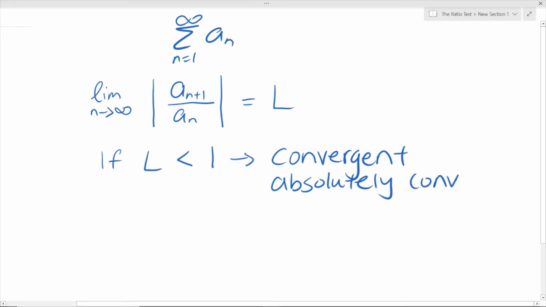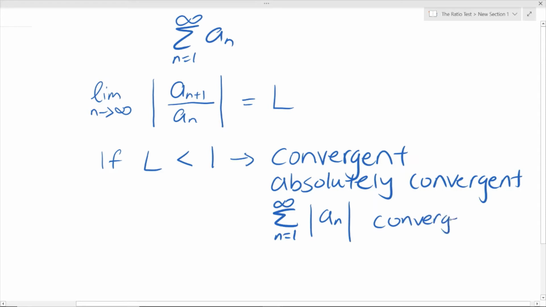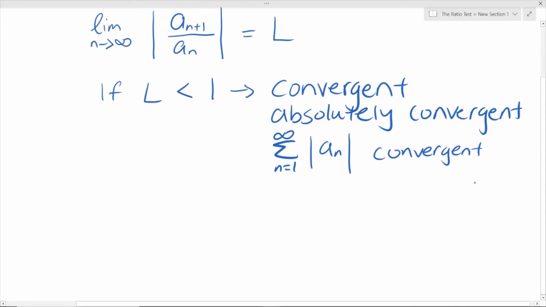When the original series is absolutely convergent, it basically means that the absolute value of this is going to be convergent. That's what absolutely convergent means. Now, if the limit is greater than 1, however, this will tell us that the original series is divergent.